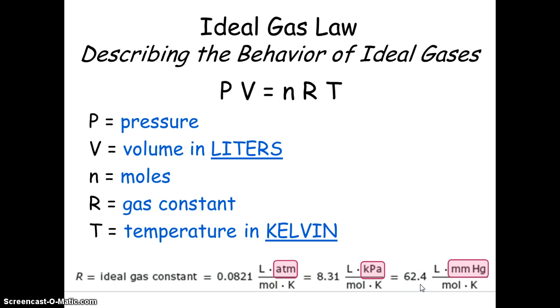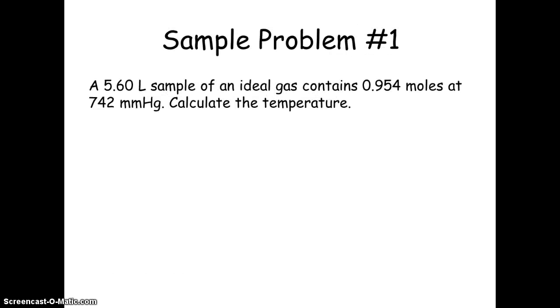Again, you don't have to memorize these. They'll always be in your star chart. So as long as you know how to use them, then you'll be good. So let's look at a sample problem. We have a 5.60 liter sample of an ideal gas. It contains 0.954 moles, and the pressure is 742 millimeters of mercury. We want to find the temperature.